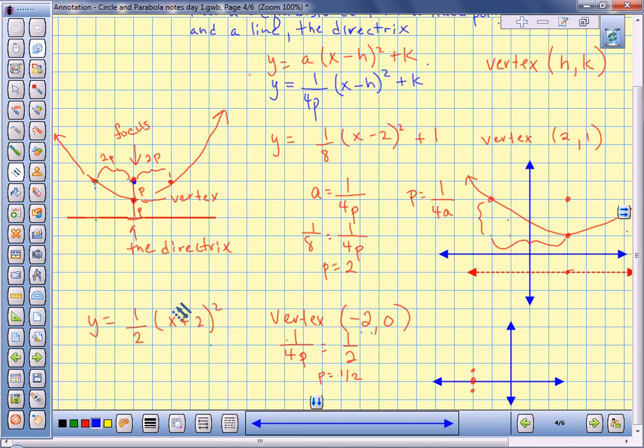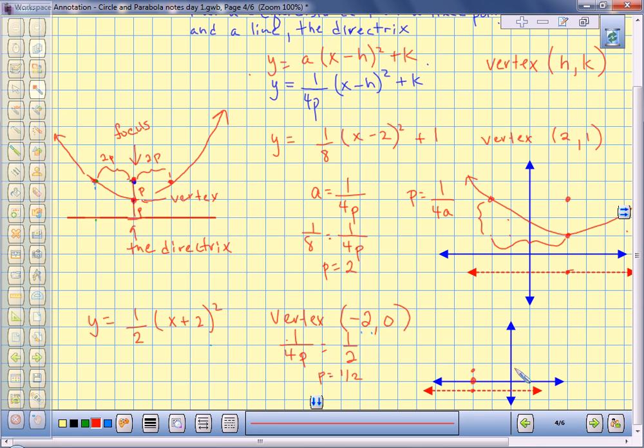Alright, since we know that P is a half, we double that, which tells us from the focus we would go left and right 1 full unit and draw in our parabola. Does this make sense as to the way we used to graph it? Yes, because we multiplied our moves by half. Normal moves are 1, 1, 2, 4. If we multiply them by half, from the vertex I went over 1, up a half, over 2, up 2.